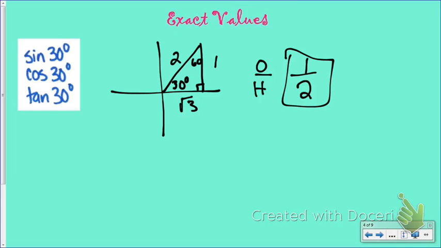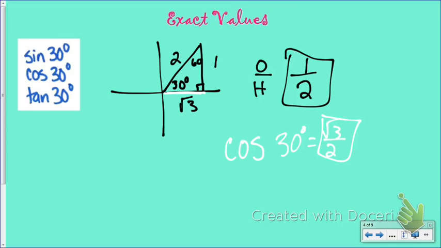Now let's say I want to do the cosine. Okay, so if I want to do the cosine, then I'm going to look at that same triangle. I'm still looking with my reference angle of 30, but I want the adjacent side over the hypotenuse. So adjacent over hypotenuse is going to be root 3 over 2. And if I were to take my calculator and type in the cosine of 30 degrees, it's going to give me some decimal like 0.866. If I were to type in the square root of 3 divided by 2, I would get that same decimal. So this is just exactly what my answer is without any sort of rounding.